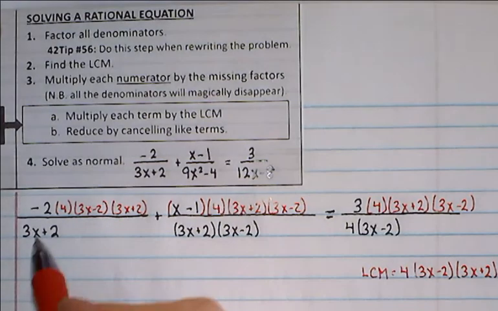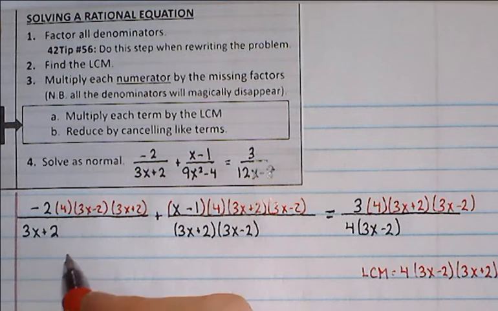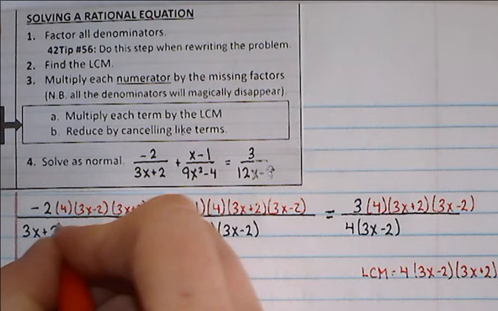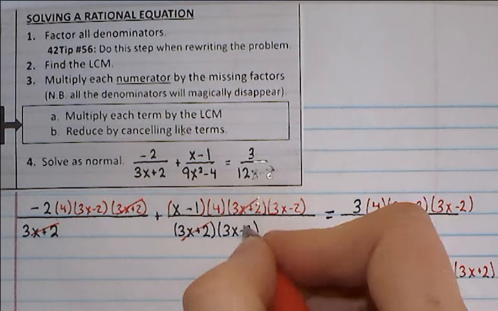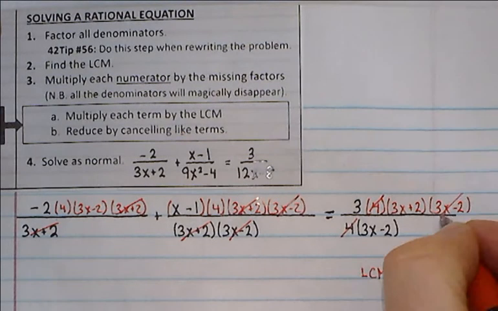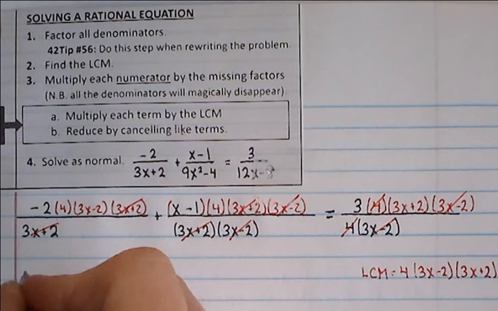Then I'm going to simplify each term by canceling. I'm going to reduce by canceling like terms. These both have a 3x plus 2. These both have a 3x plus 2 and a 3x minus 2. These both have a 4 and a 3x minus 2. Notice that my denominators have all disappeared. They've all been canceled out. So I'm going to rewrite my numerators.